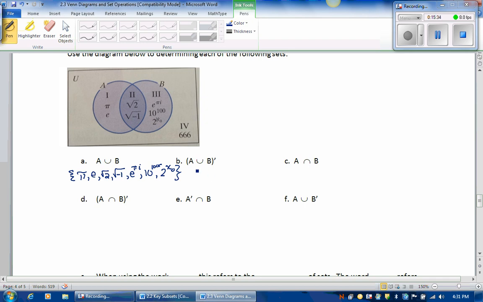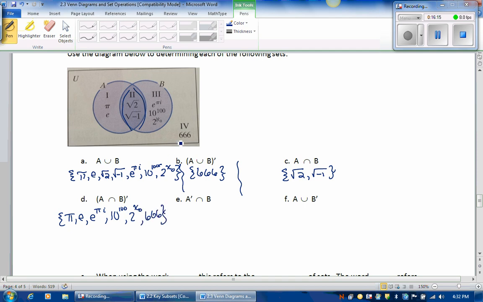Now let's go to the next one. We want the complement of that. So everything in the universal set that's not in this list, which looks like just 666. A intersect B, so what do A and B have in common? Just what's in that center region, right? It's what they have in common right here. A intersect B complement, so everything that's outside of that region: pi, e to the pi i, 10 to the 100, 2 to the x sub o, and 666. It's part of the universal set, even though it's not part of A or B.